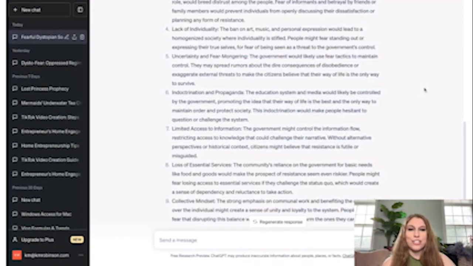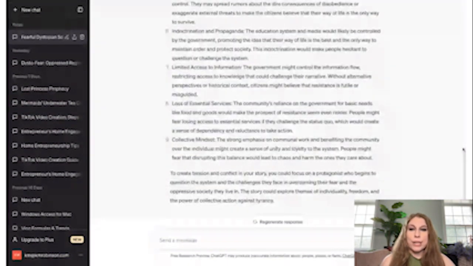Number 6, indoctrination and propaganda. The education system and media would likely be controlled by the government, promoting the idea that their way of life is best and the only way to maintain order and protect society. This indoctrination will make people hesitant to question the system. And then we go on to 7, limited access to information. The government controls information flow, restricting knowledge that could help challenge the narrative. Without alternate perspectives or historical context, citizens might believe that resistance is futile or misguided.